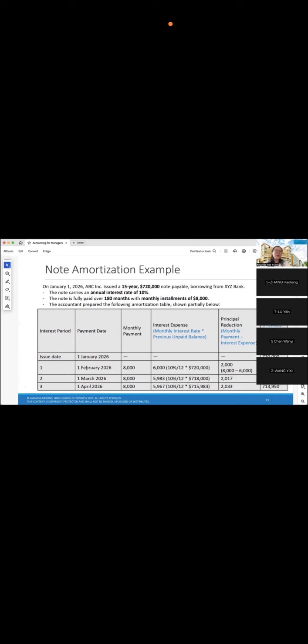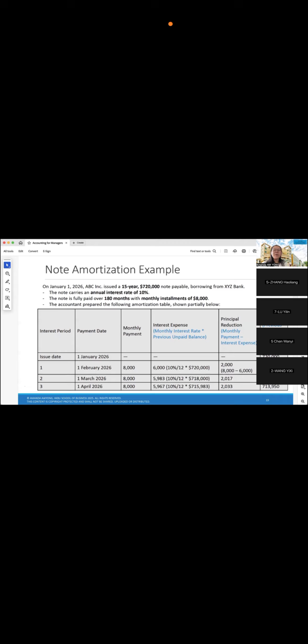Now, the interest period for the following month would be 1st of March. Monthly payment remains the same. Interest expense would now be 10% divided by 12 months times 718,000, from the previous row. That would be interest expense of 5,983. Principal reduction would be 8K minus 5,983 equals 2,017. And the unpaid balance, of course, would be 718,000 minus 2,017 equals 715,983.